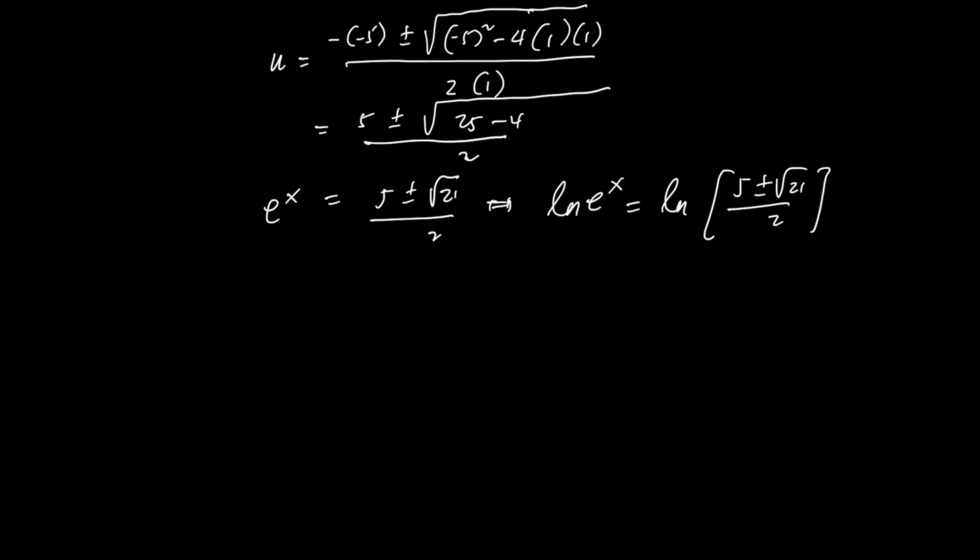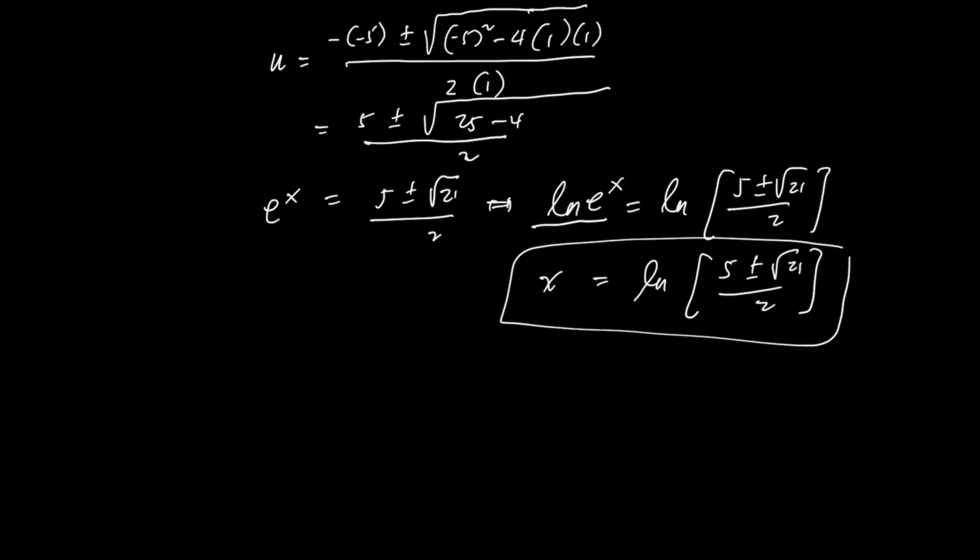So that means that our x is just, because take note, ln of e to the x is just x. That is ln of (5 plus minus square root of 21) over 2. You can use a calculator to solve this one or not. This is enough.